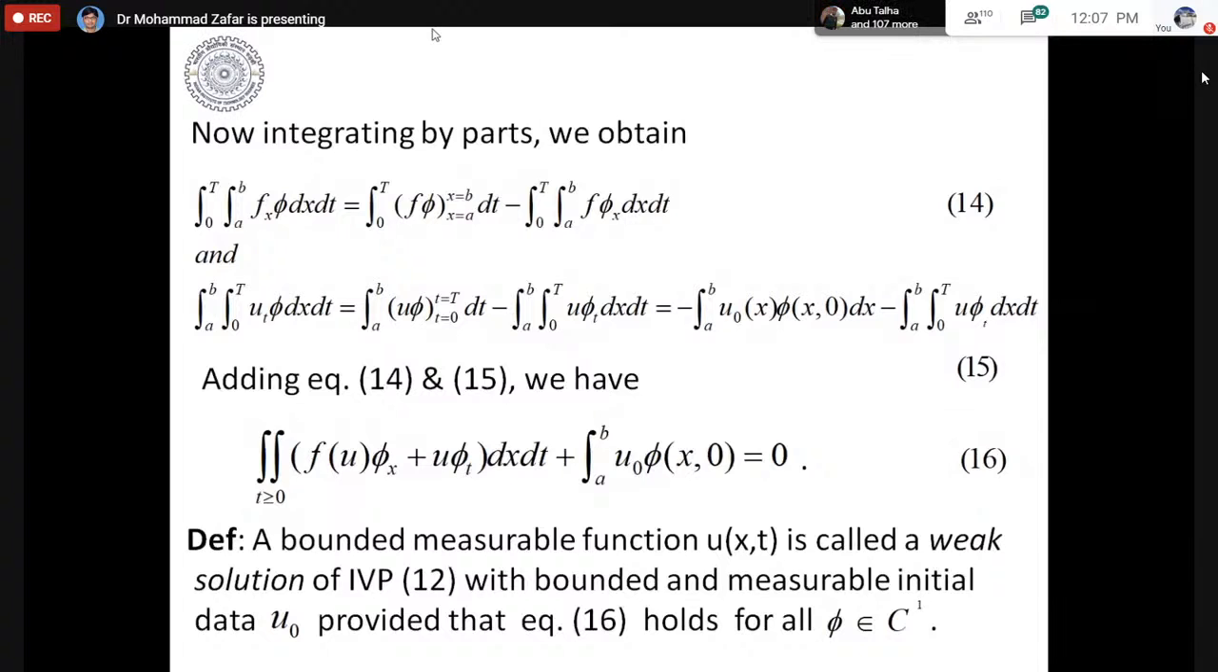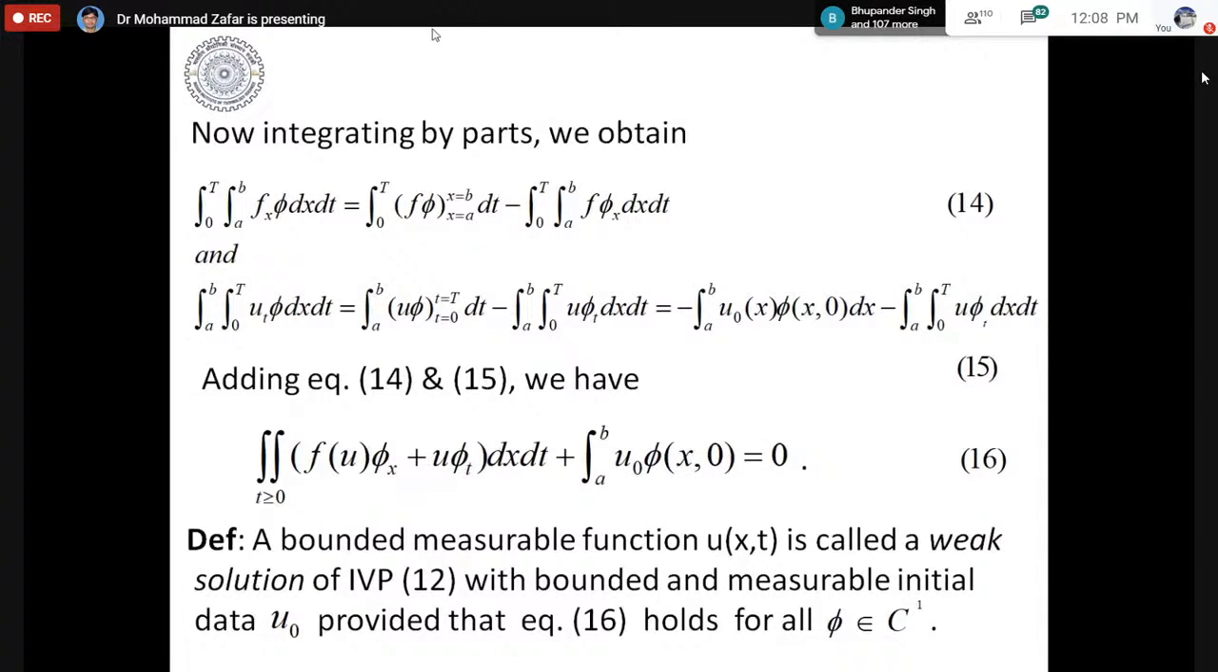Similarly, the second integral in equation 13, the integral over a to b, 0 to T, of u_t phi dx dt, can be integrated with respect to t now. So this becomes u phi from 0 to capital T, and this is dx, by mistake I said dt. So minus the integral over a to b, 0 to T, of u phi_t dx dt, which can be further written. Now since phi is 0 at t equal to T and it is non-zero at small t equal to 0, the first integral will give us minus the integral from a to b of u naught x phi(x,0) dx.